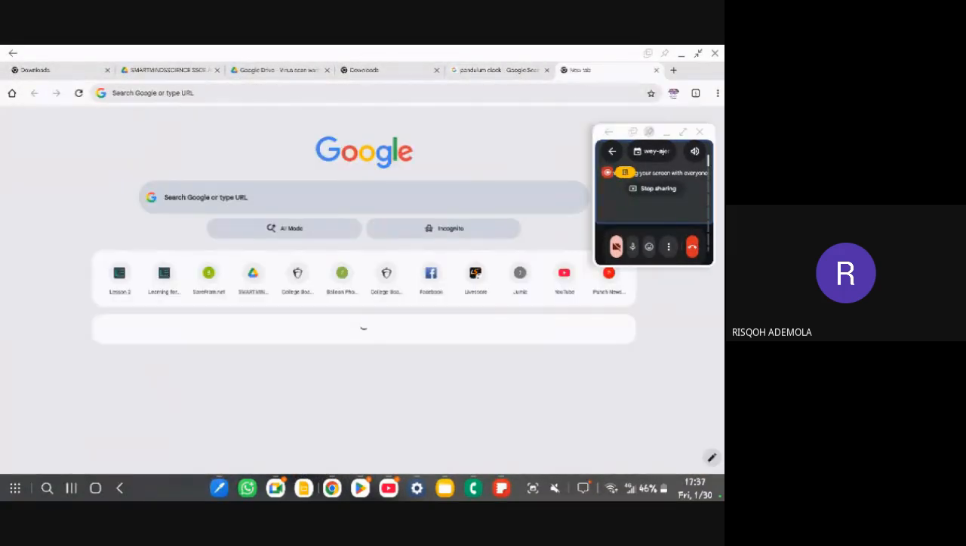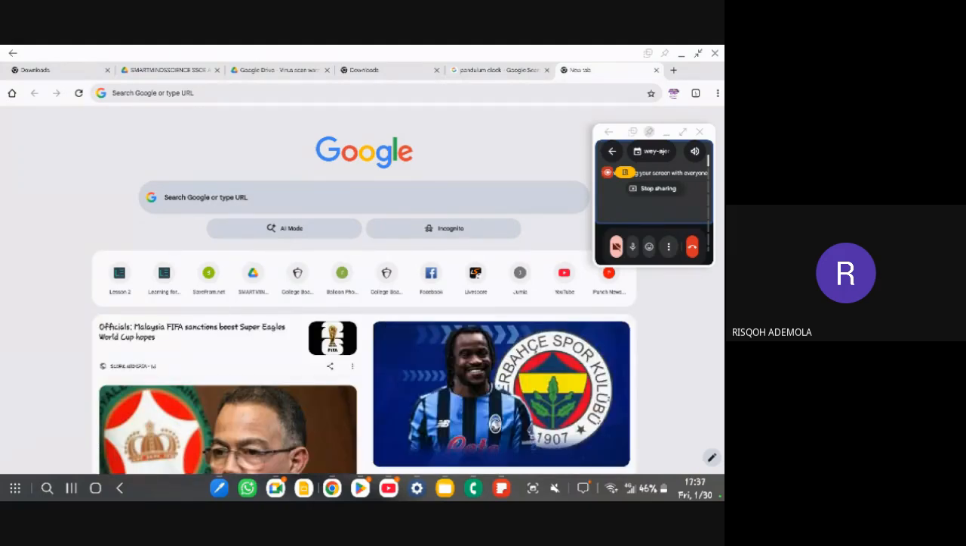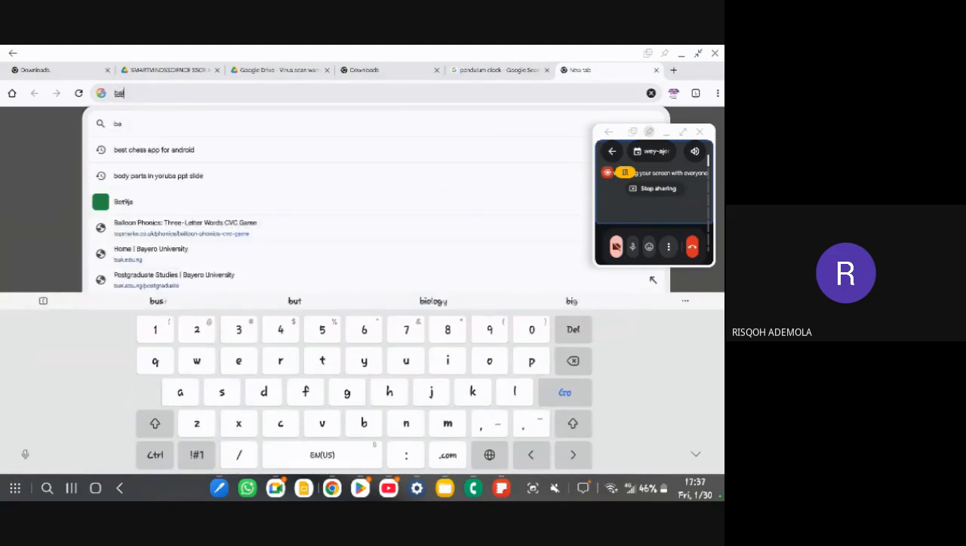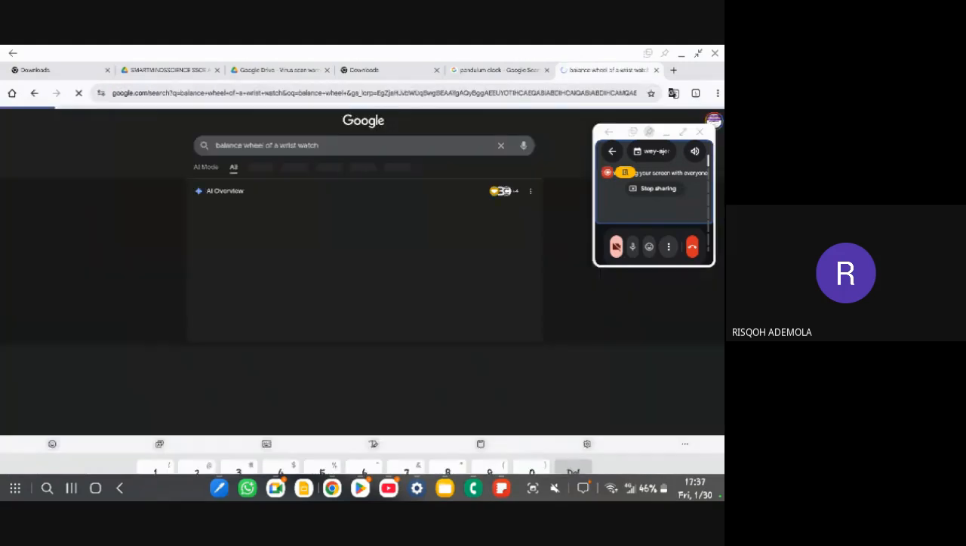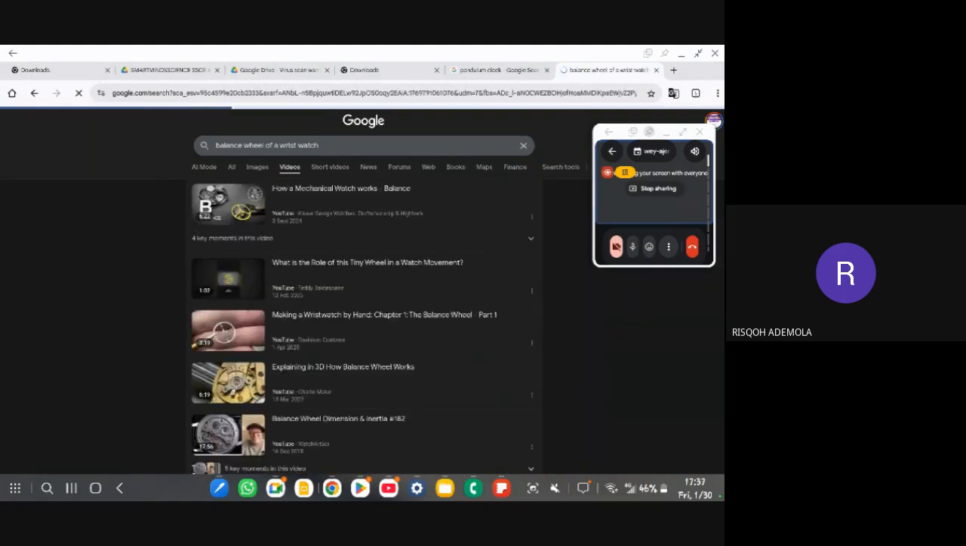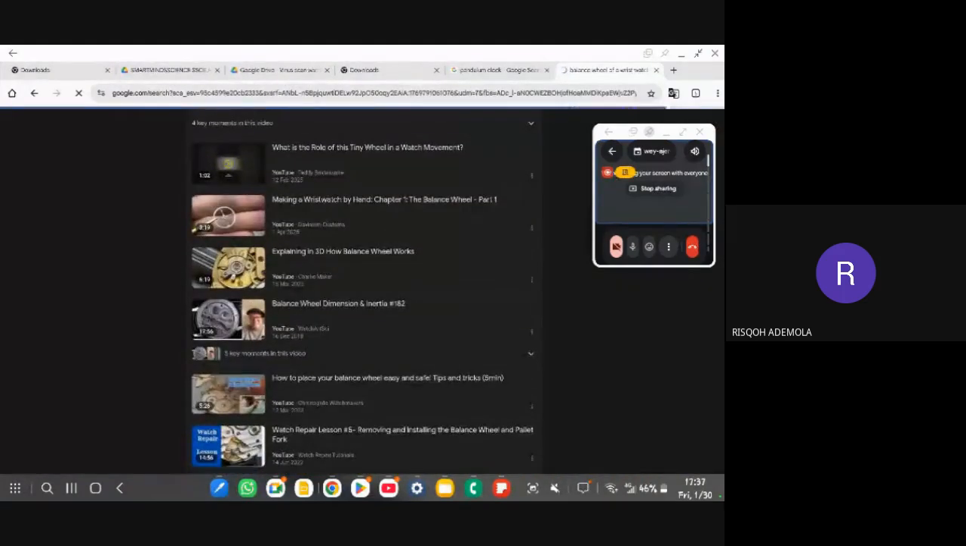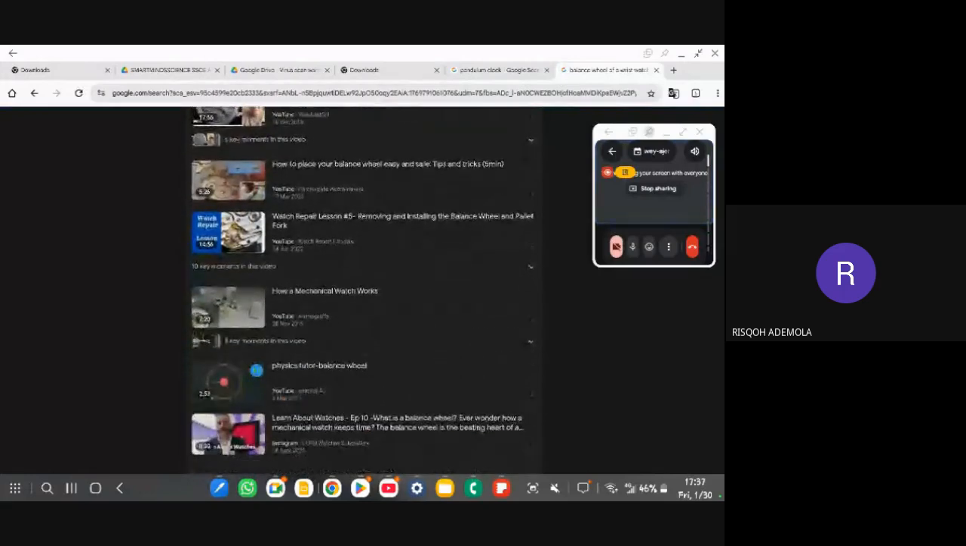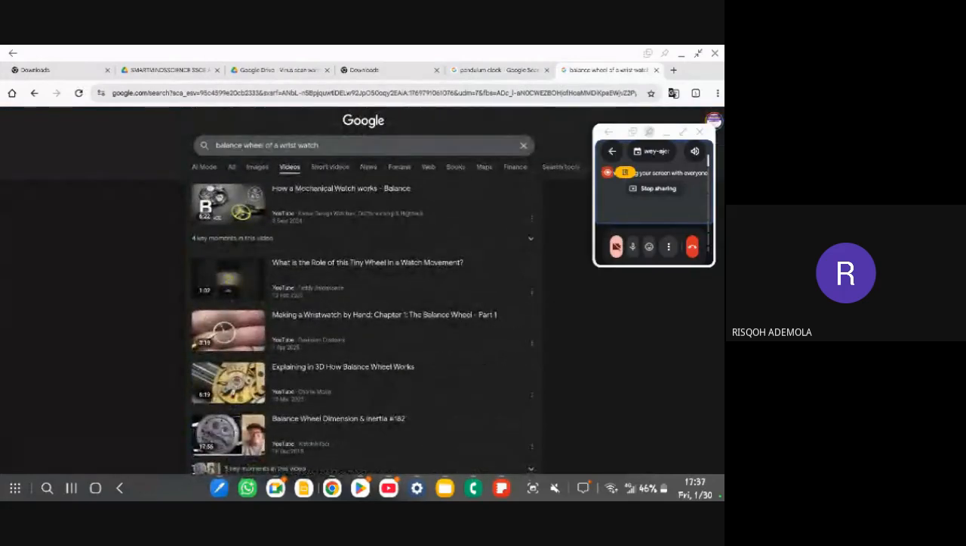Even if you have a wristwatch now, remove it. Not a digital wristwatch, not Oraimo. Remove it and place it at the back of your head, and you will hear a sound. Tick, tick, tick, tick, tick, tick. Balance wheel of a wristwatch. You see the video. So it's always in oscillatory motion.